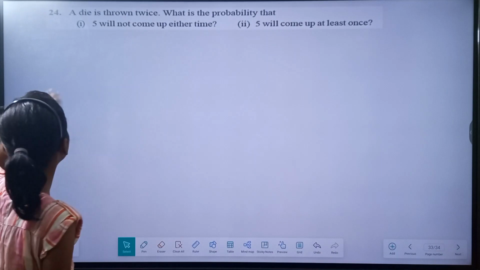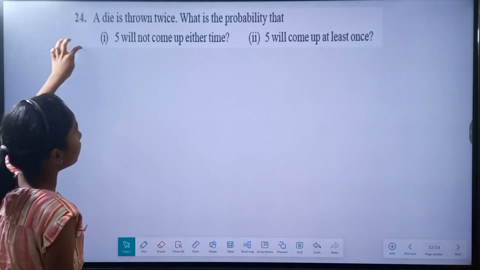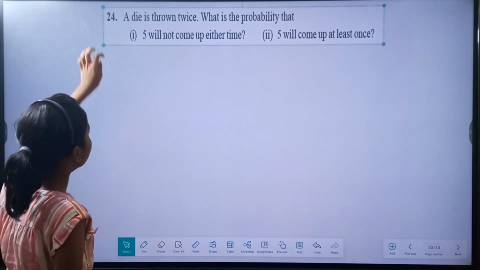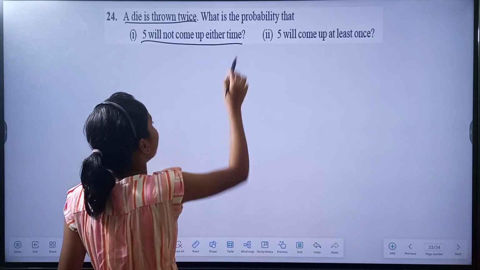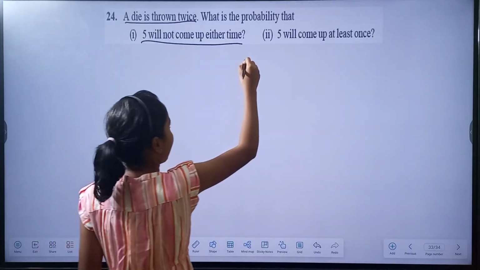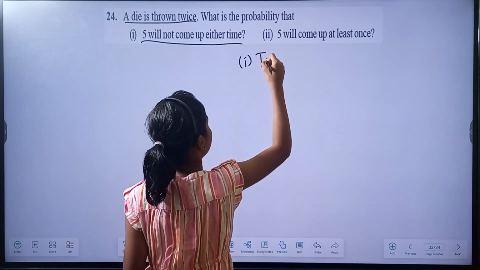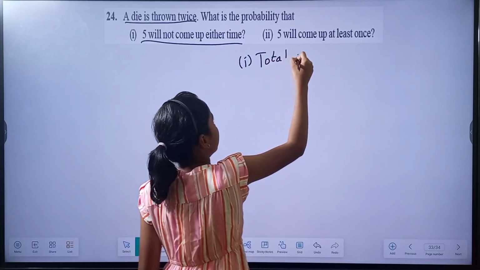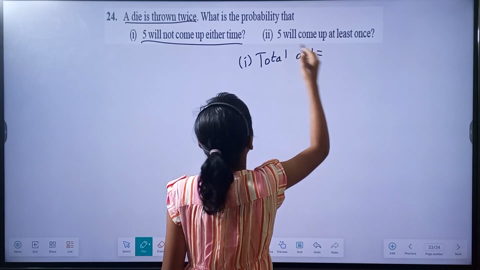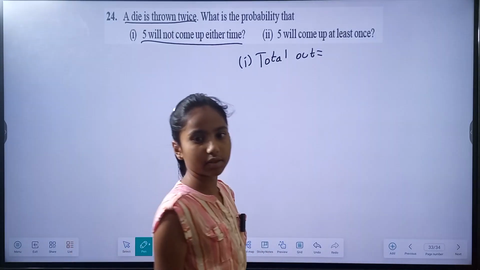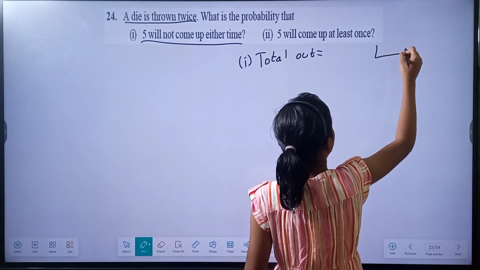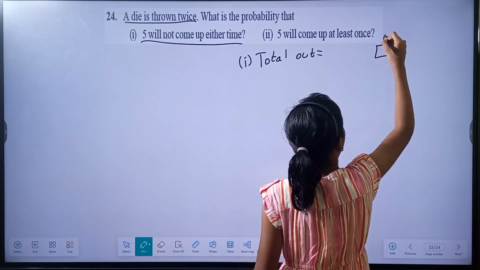Next one. A die is thrown twice. What is the probability that 5 will not come up either time? First, let us note the total outcomes. A die is thrown twice, which means it has 36 outcomes because first time, second time.